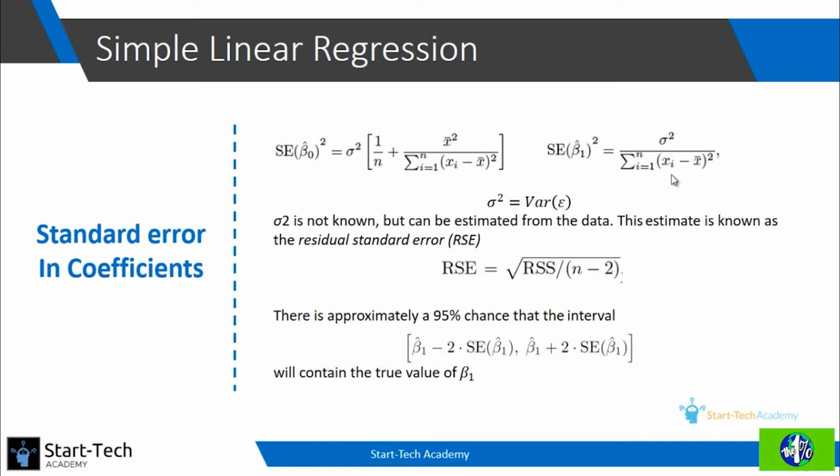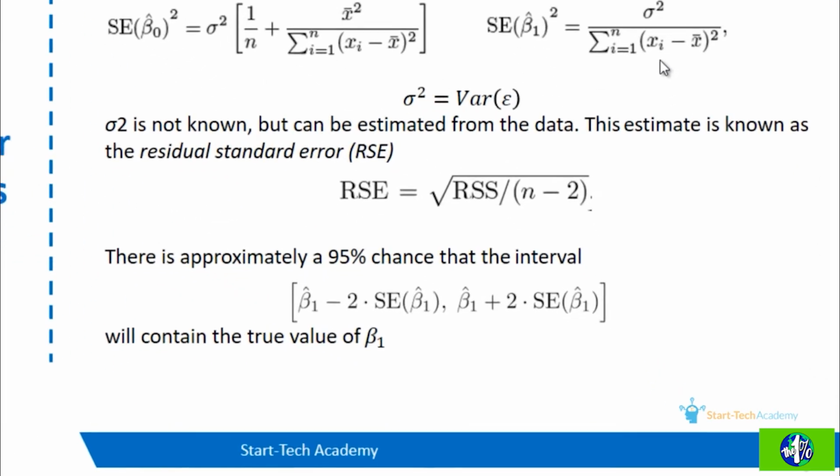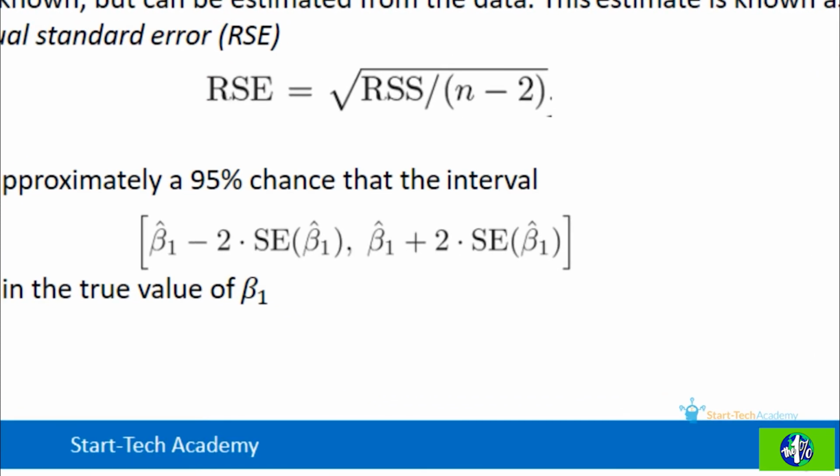Now, what is the practical takeaway from the SE calculations? Standard error will be used to give us a confidence interval. That is, for linear regression, there is a 95% chance that the true value of beta 1 lies in the interval beta 1 cap minus 2 times the standard error of beta 1 to beta 1 cap plus 2 times the standard error of beta 1. So within this interval, where the lower value is this and the higher value is this, we are 95% confident that the actual beta 1 lies in this interval.